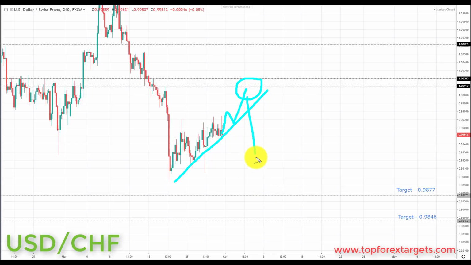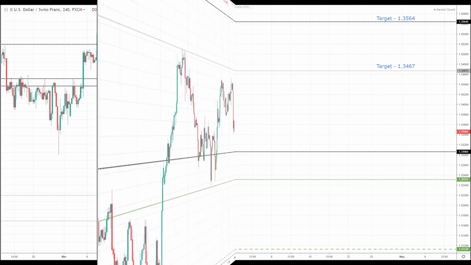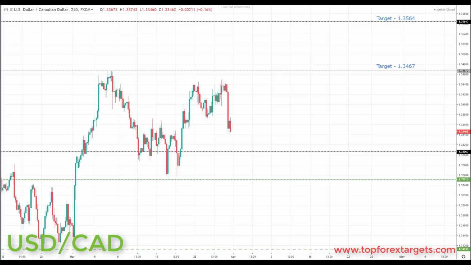And we're going to be looking at initiating shorts in the US dollar Swiss franc down towards the next key area of support to the downside and the target set, the 0.9877. And if we can get a break through here, we're going to be looking down towards the next key area of support to the downside and target 2, the 0.9846.